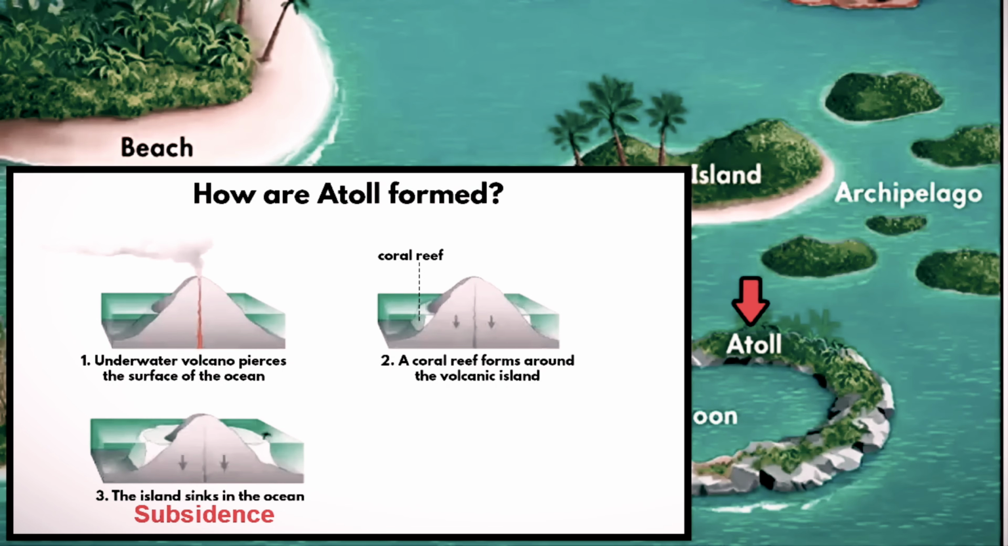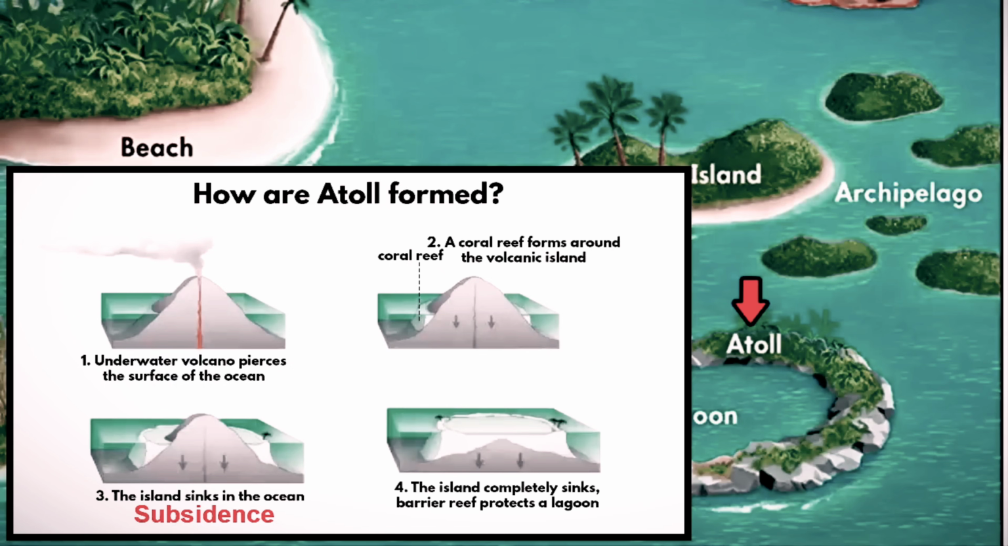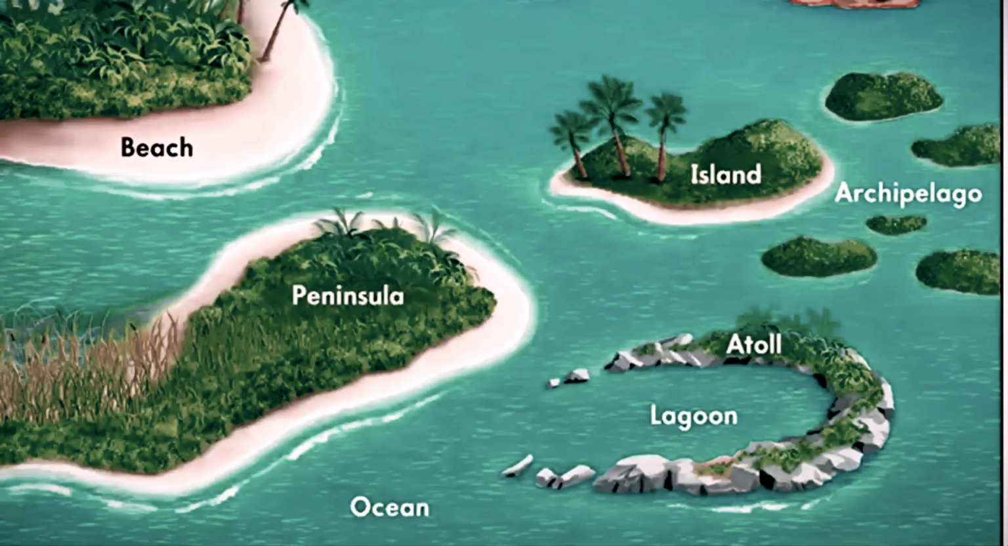The seamount erodes into the sea and its top portion is made flat by the constant pounding of powerful ocean waves. Ultimately, the island sinks below the sea and all you can see is a ring-shaped island formed with coral reef. This is what is known as an atoll. And in between you'll have a pool of water which is called a lagoon.